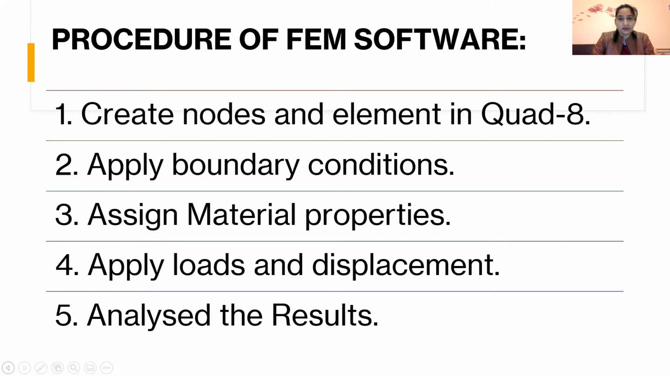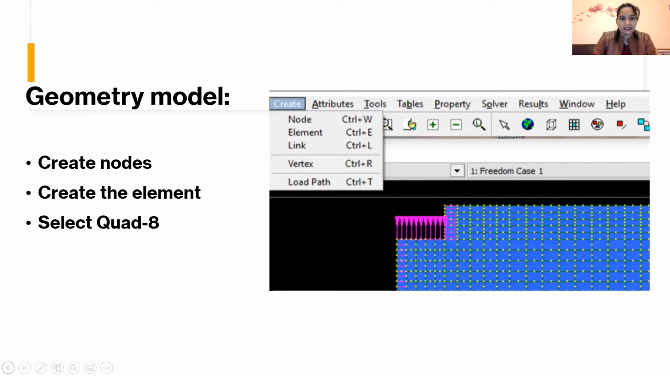So the procedure for using the FEM software is that basically we create nodes and elements, then we apply boundary conditions and material properties, and finally the load increment is done, and basically the displacement we realize, and finally analyze the final results.